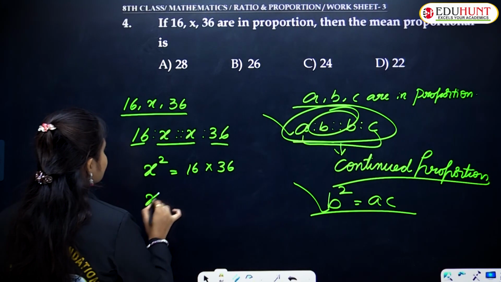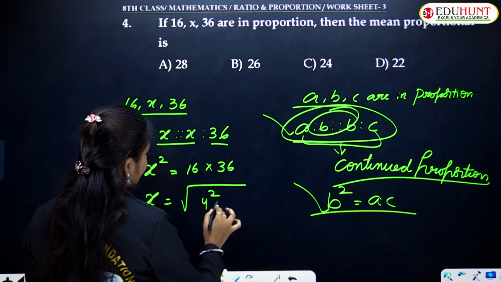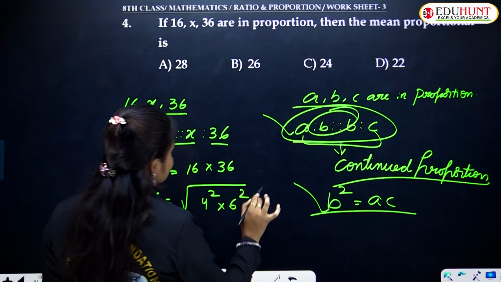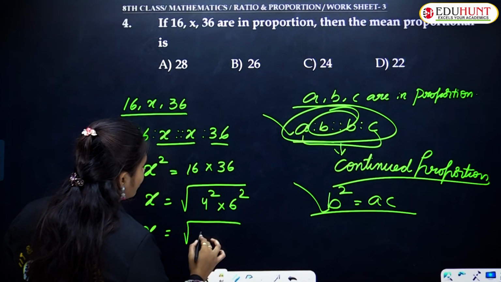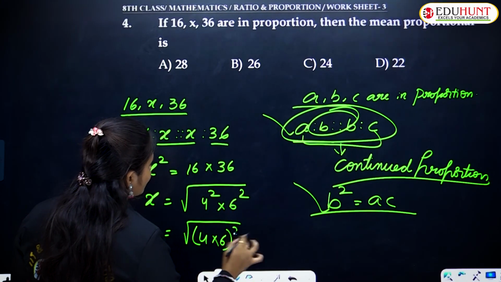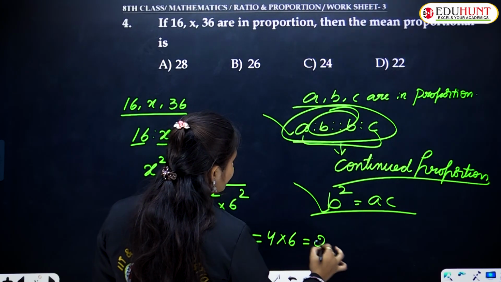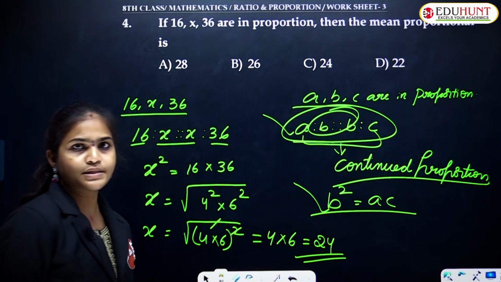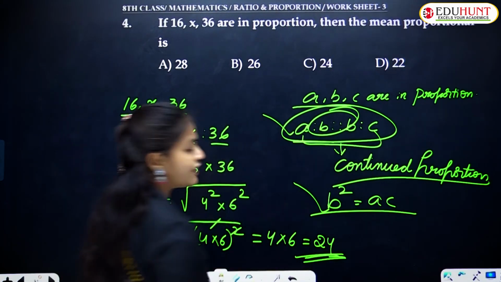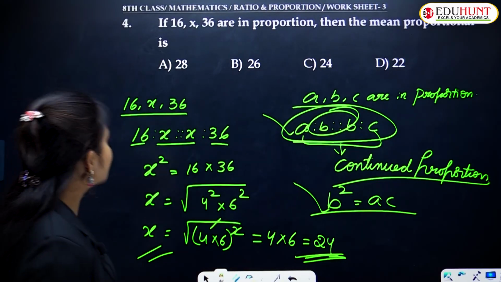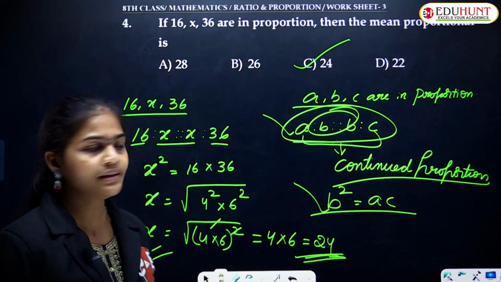Okay, so from this, x is equal to the square root of 16, which we can write as 4 square, into 36, which we can write as 6 square. So x is equal to the square root of (4 into 6) whole square. Square and root get cancelled. So 4 into 6 is 24. Then x is equal to 24. What is the answer here? The answer is option C, 24. Am I clear, children? Yes.